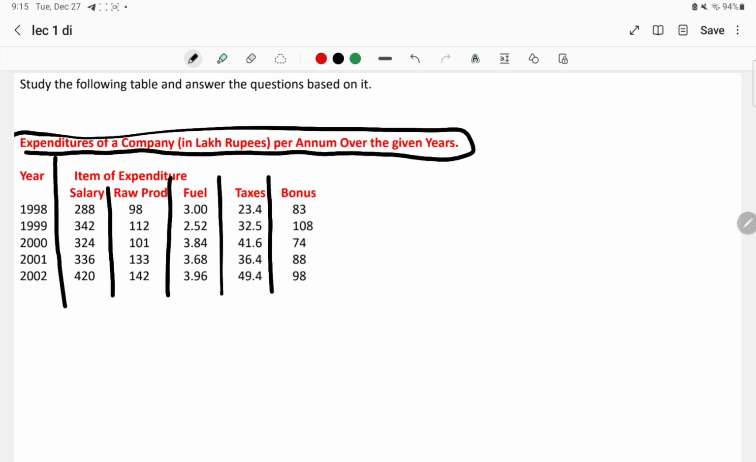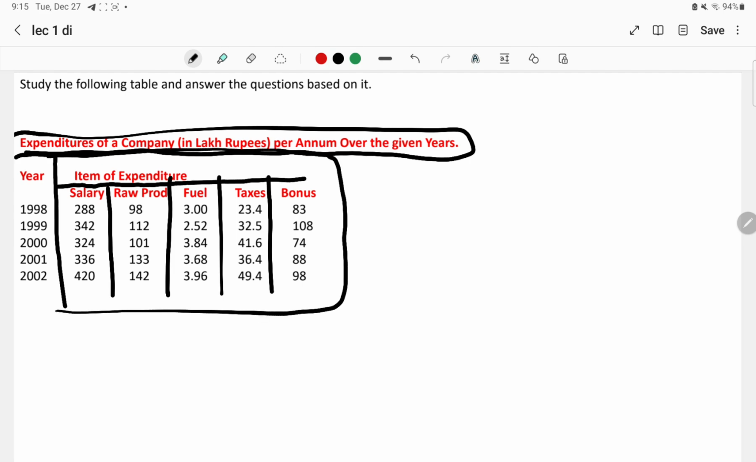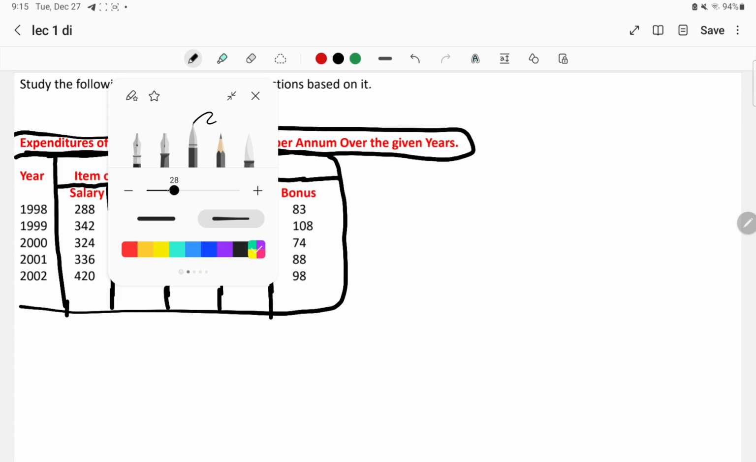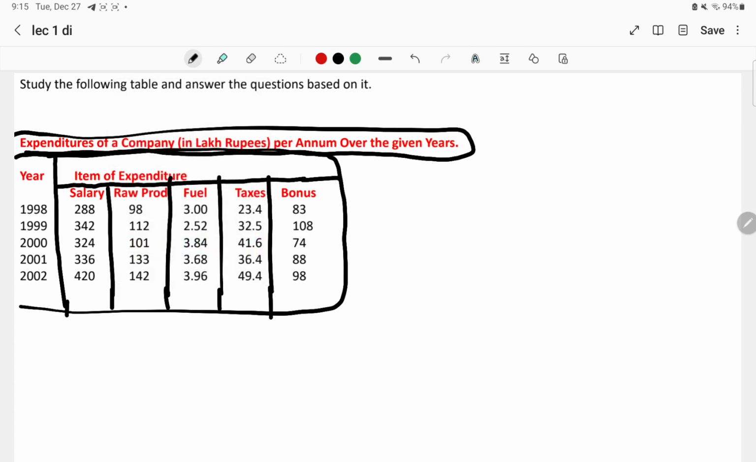Cool. So here, what can we clearly see is there are the expenditures given in this particular table format. Expenditures of what? Expenditure of a company per annum over the given years.